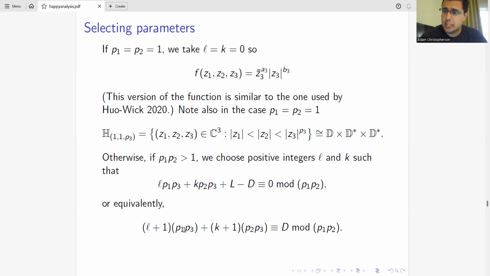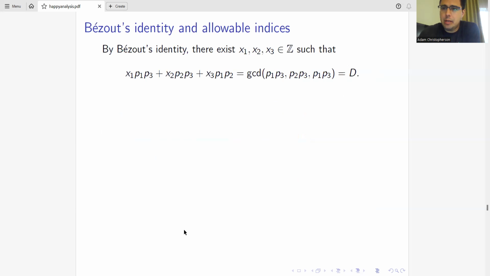And just to remind you, capital D was the GCD of the pairwise products, so P1 P3, P2 P3, P1 P2. Now, when is this solvable? Well, in fact, we do need to appeal to a result of number theory, and that is due to Bézout's identity. In fact, that modular arithmetic equation is solvable.